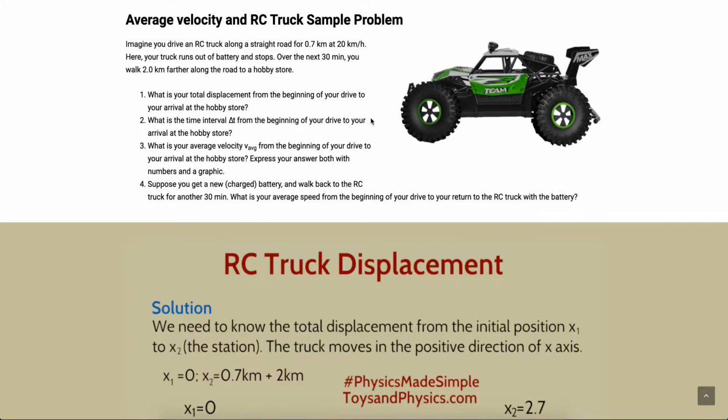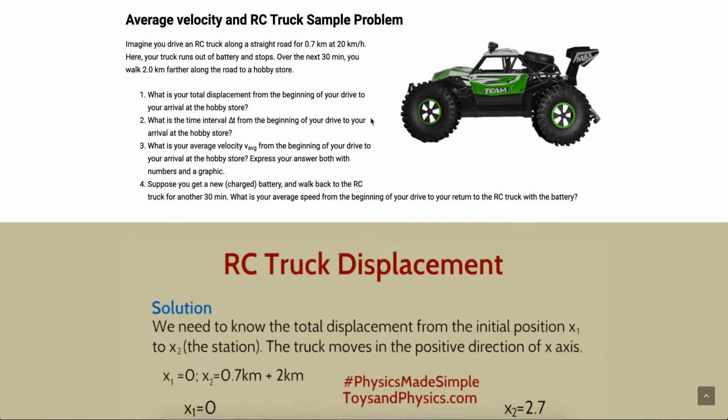If this is the problem statement, then we are asked to find a few things. The first one is, what is your total displacement from the beginning of your drive until you reach the hobby store? Second is the time interval from the beginning of the drive until you arrive at the hobby store. And last but not least, the third question is the average velocity for the entire trip from the beginning of your drive until you arrive at the hobby store. Something interesting here is that we are asked to express our answer both with numbers and in a graphic.